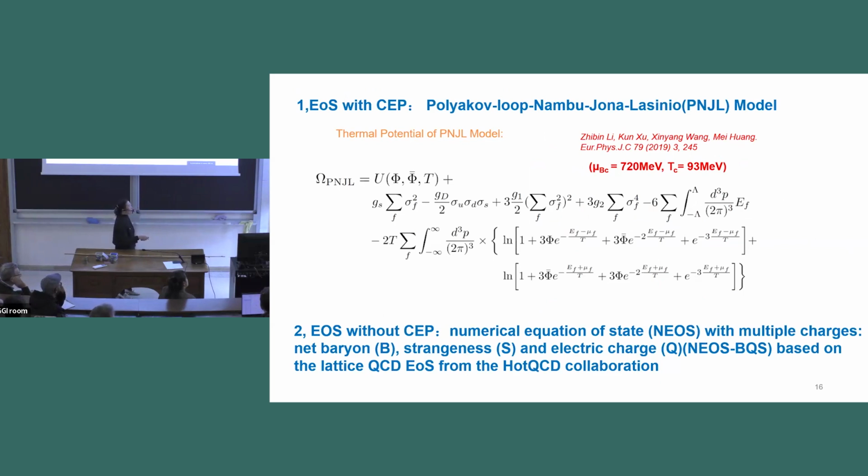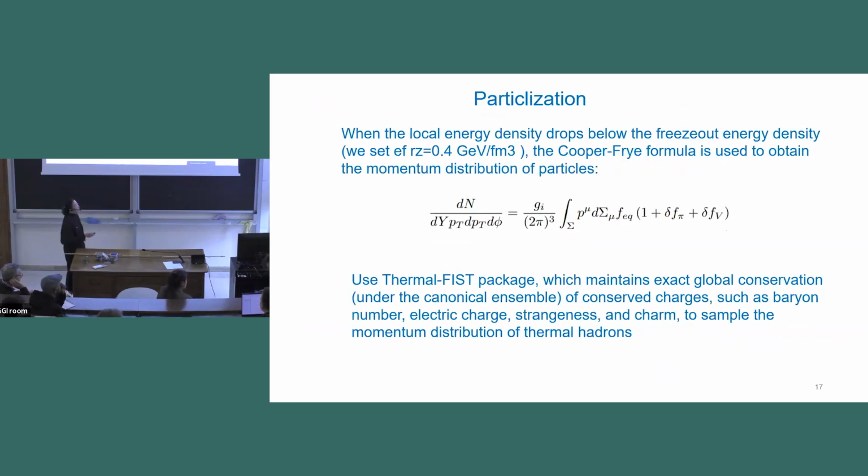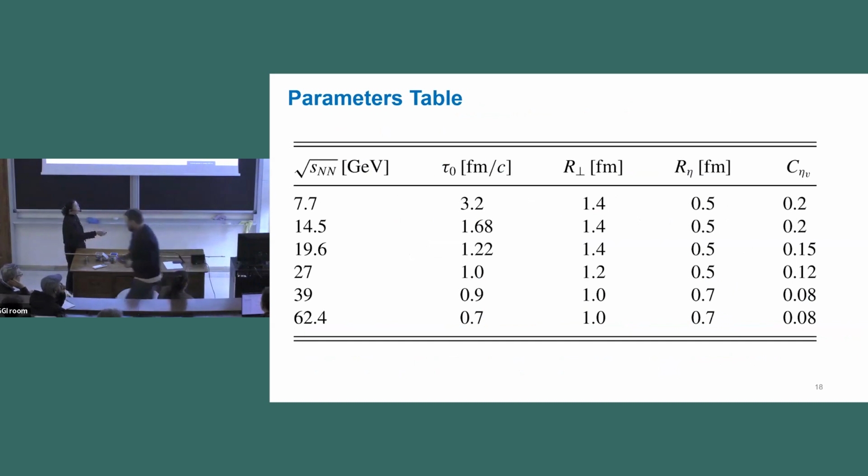One is, I think, mentioned yesterday by Chen. This is a numerical equation of state from lattice QCD, but this equation of state has no critical point. And we also use an equation of state which has a critical point. So we use these two equations of state to compare the results. These are the parameters we use for the simulation for the hydro part.